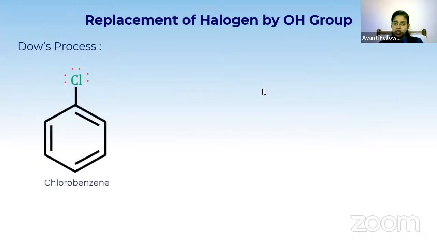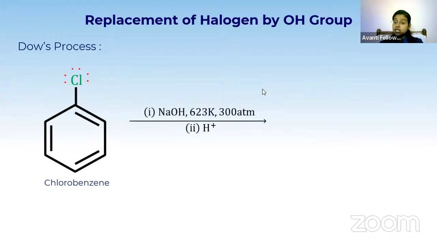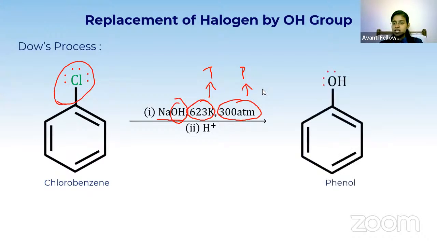Here we are going to take chlorobenzene and treat it with NaOH at 623 Kelvin and 300 atmospheric pressure, and then H+. So I have used a strong base, and the temperature is also very high. Pressure is also very high. Under high temperature and high pressure, the Cl can be substituted by the OH nucleophile, and it leads to the formation of phenol.